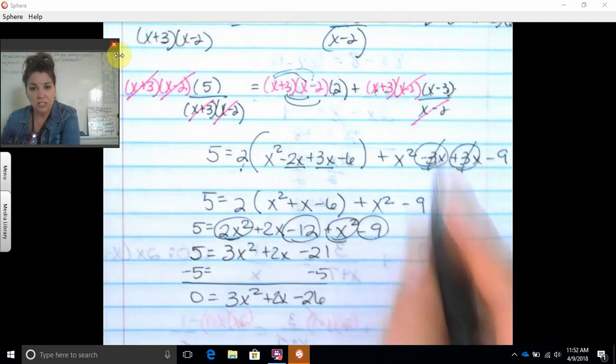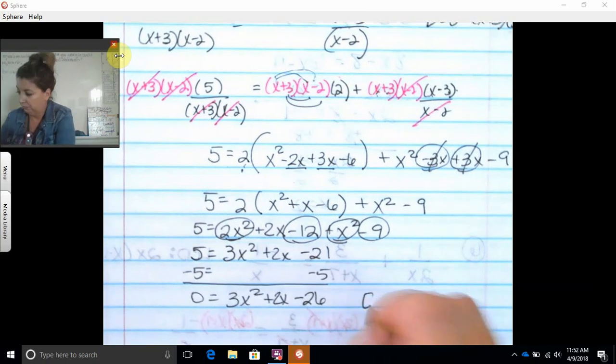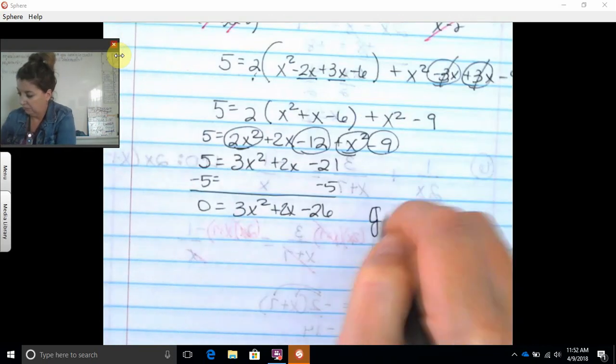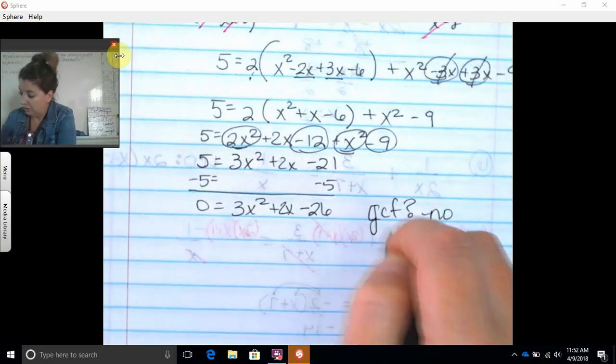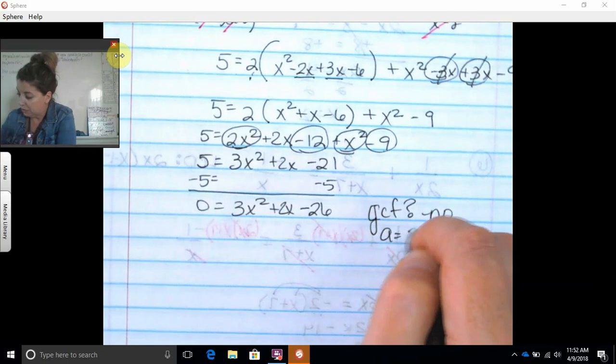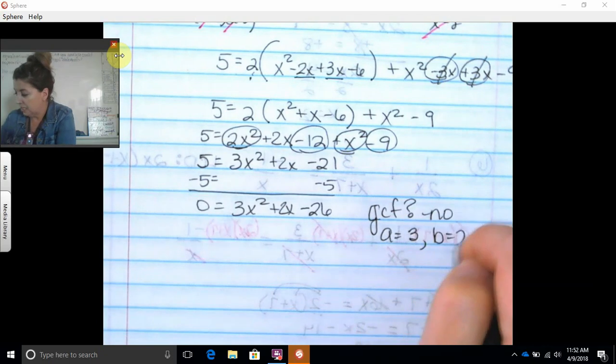So, is there a GCF? I'm going to try to factor it. I think there isn't. There is not. You are correct. So, A equals 3, B equals 2, and C equals negative 26.